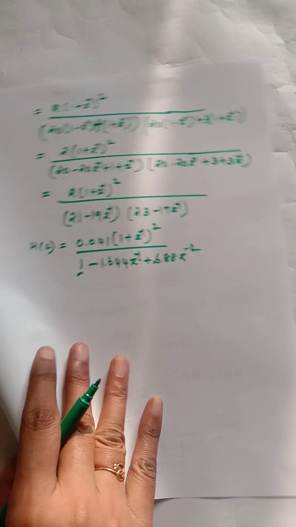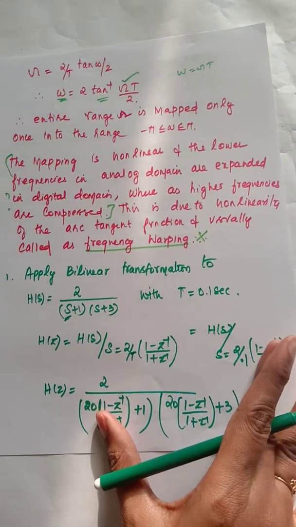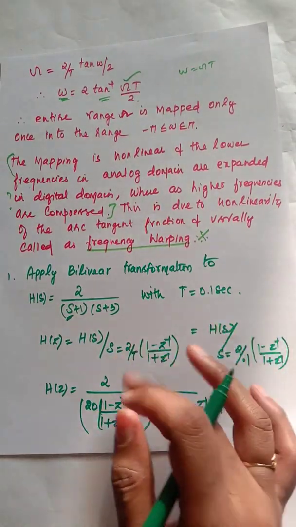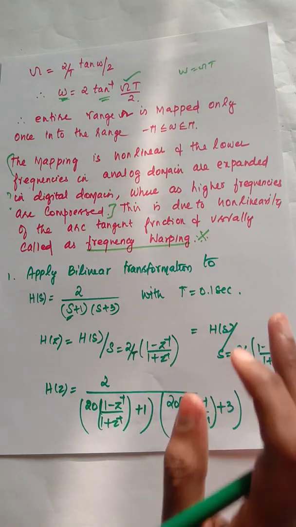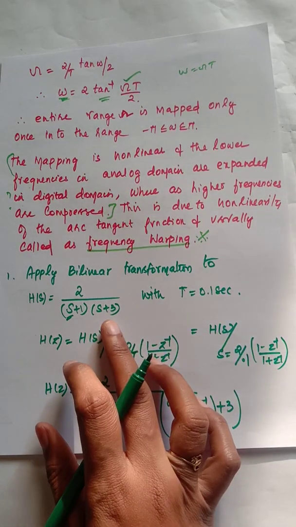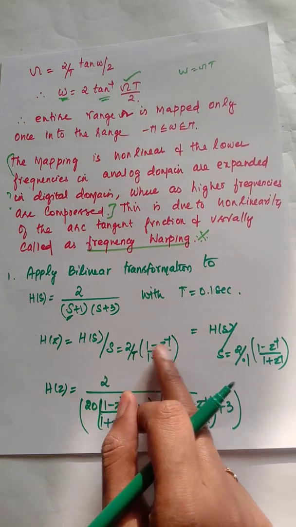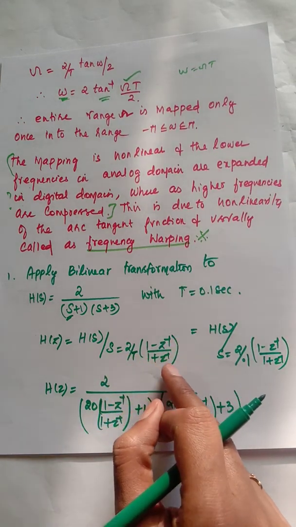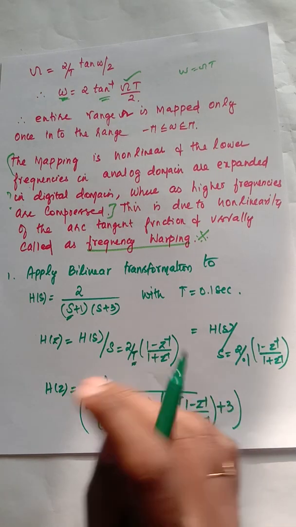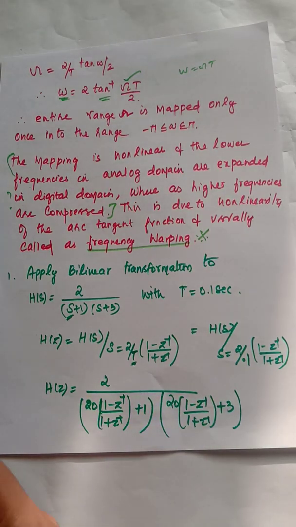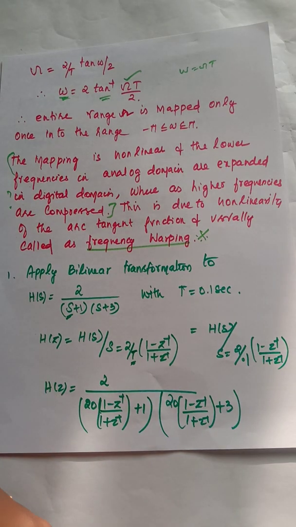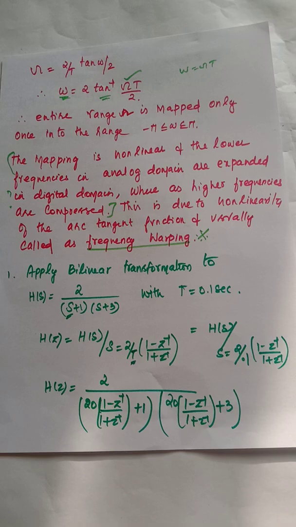So this is the procedure. There is no other method, no other procedure involved in it. Just whatever the transfer function you are having, you are going to substitute s is equal to 2 by T times (1 minus z inverse) by (1 plus z inverse), and by substituting the value of T. I will solve some more problems similar to this, and I will upload them in the Google Classroom. Hope you have understood this bilinear transformation.